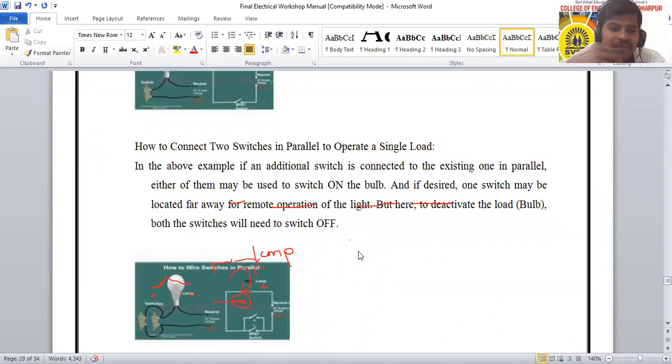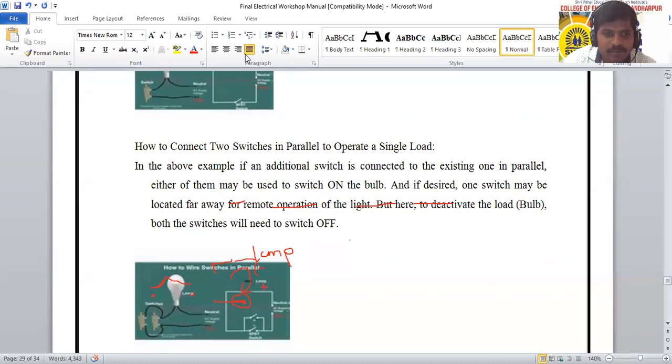Okay, let it be. Now see, I will tell the application of these types of wiring. See, in the above example, if an additional switch is connected to the existing one in parallel, either of them may be used to switch on the bulb. Okay, who will give an answer?